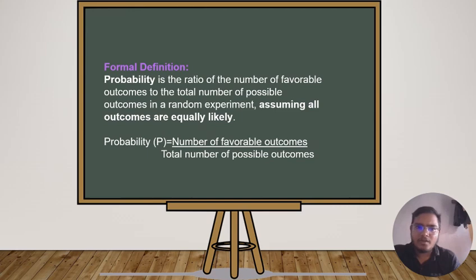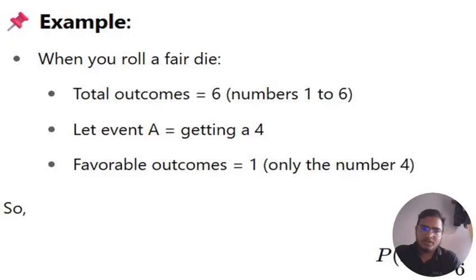Formal definition: the probability is the ratio of the number of favorable outcomes to the total number of outcomes. That is, probability is the ratio of the number of favorable outcomes to the total number of possible outcomes in a random experiment, assuming all outcomes are equally likely. So P is equal to the number of favorable outcomes by the total number of outcomes. It is an easy formula to understand.